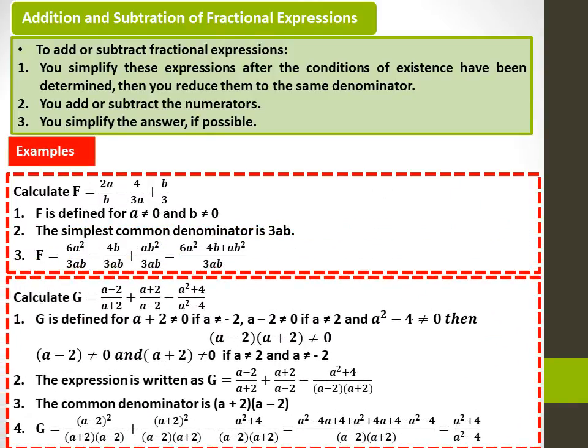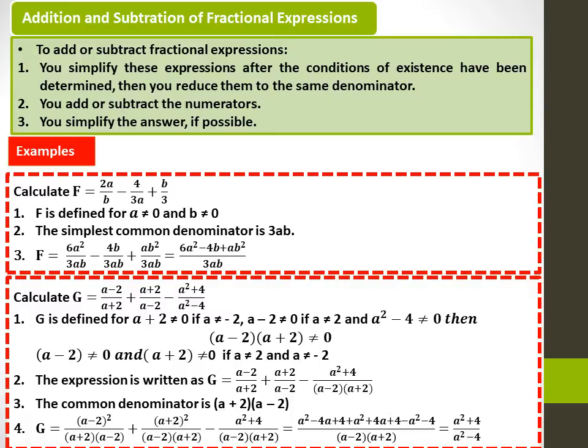Calculate G equals (a minus 2) over (a plus 2) plus (a plus 2) over (a minus 2) minus (a² plus 4) over (a² minus 4). G is defined for a plus 2 different than 0, so a must be different than negative 2. And a minus 2 must be different than 0, so a must be different than 2. Also, a² minus 4 must be different than 0. Then, (a minus 2) times (a plus 2) must be different than 0. Therefore, a must be different than 2, and a must be different than negative 2.